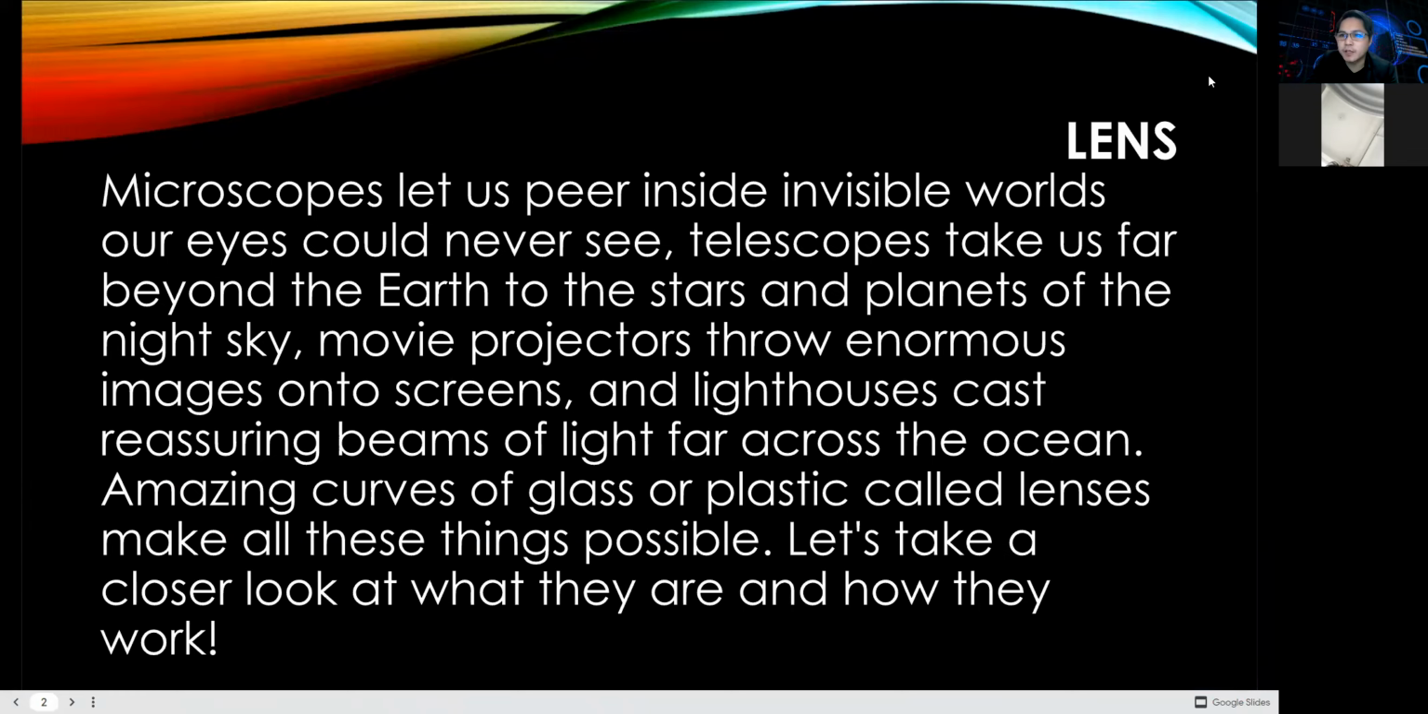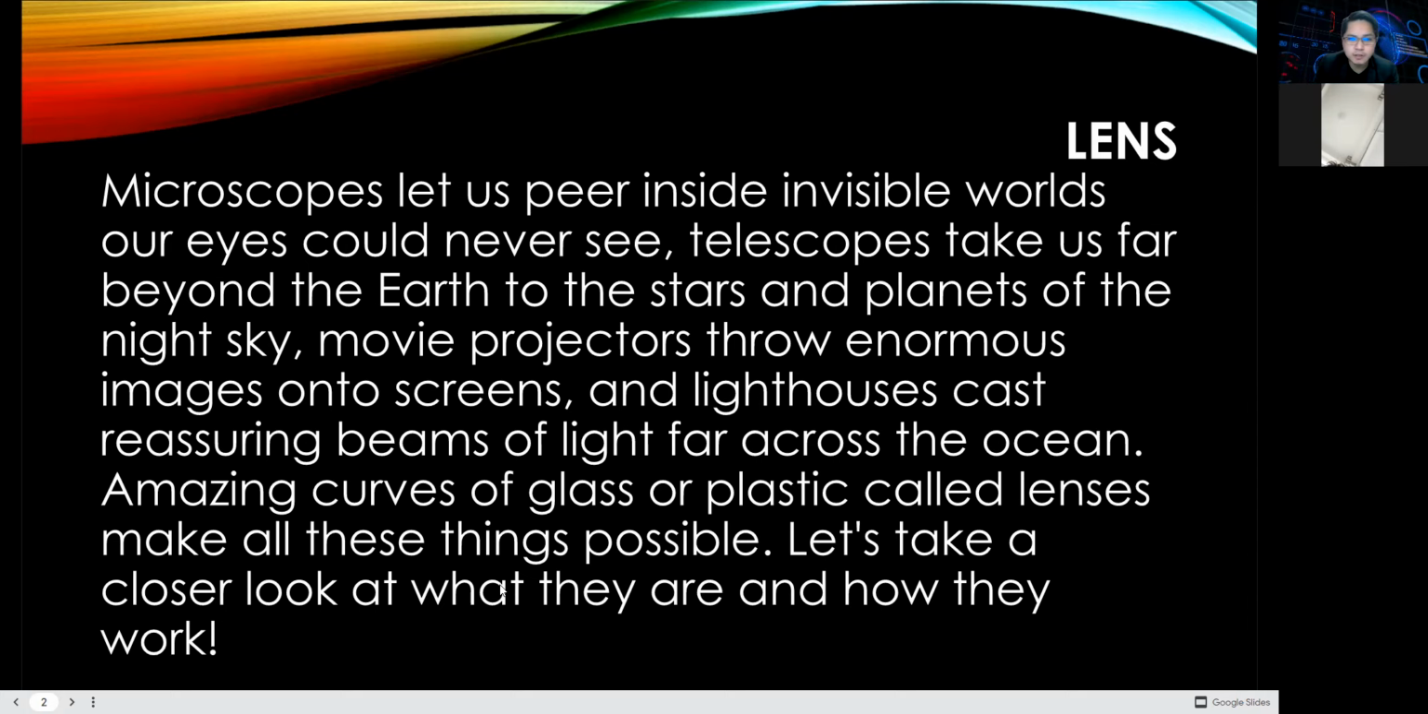Microscopes, okay? With the lens, microscopes let us peer inside invisible worlds our eyes could never see. Telescopes take us far beyond Earth and stars, and planets of the night sky. Movie projectors throw enormous images onto screens, and lighthouses cast reassuring beams of light far across the ocean. Amazing curves of glass or plastic called lenses make all these things possible.